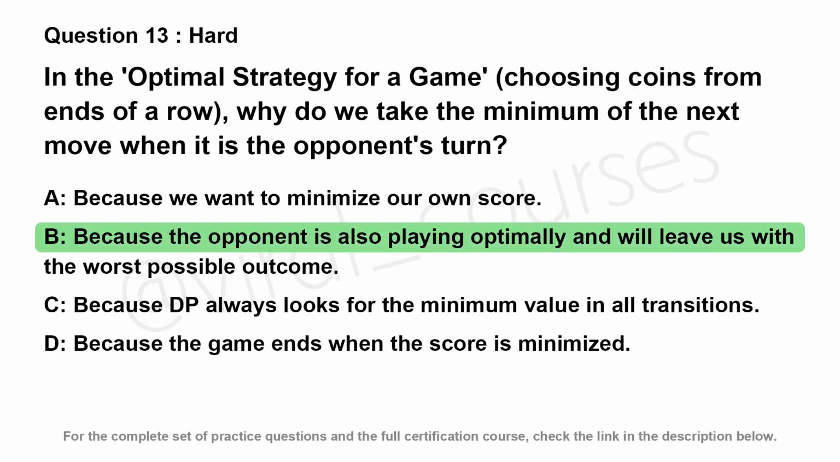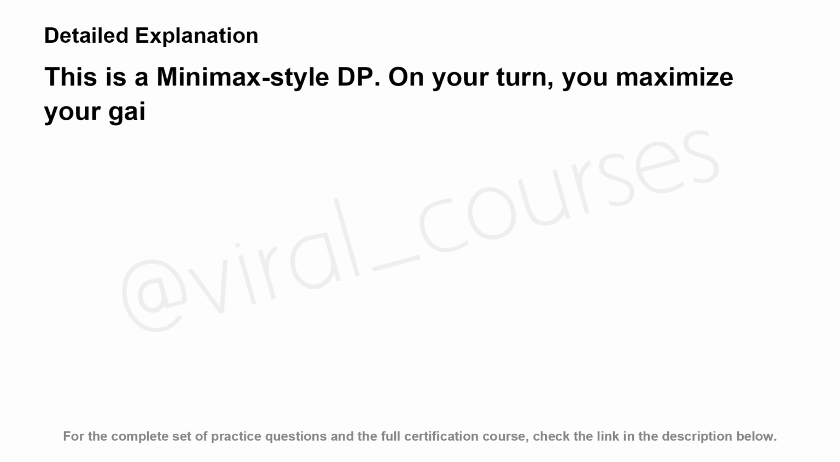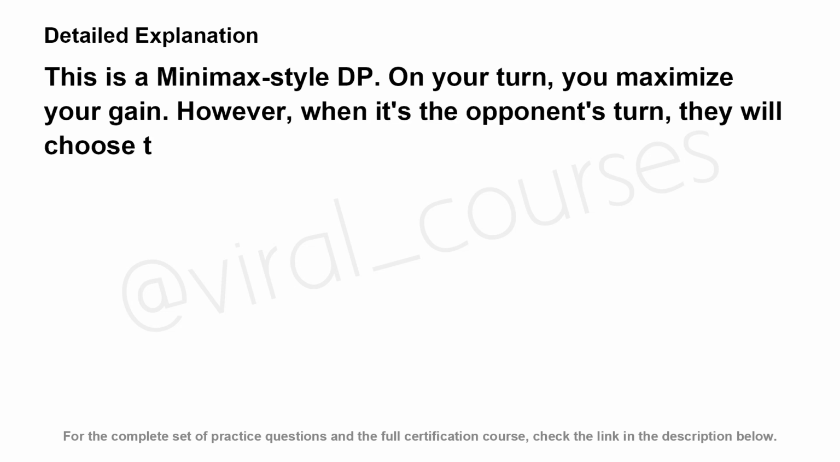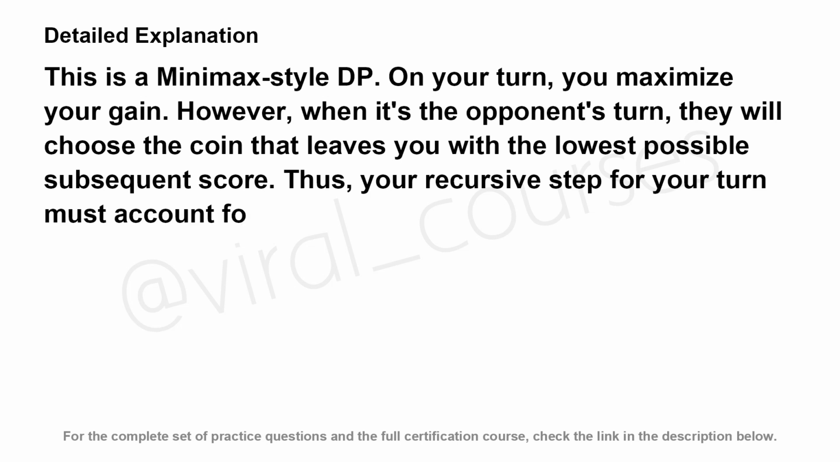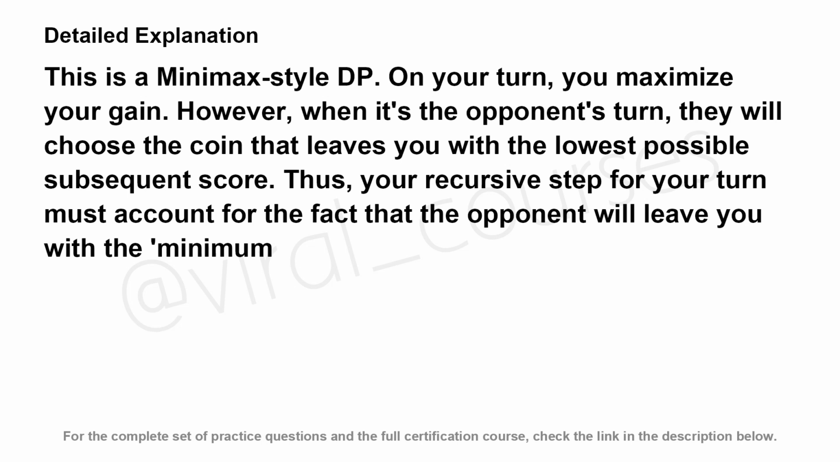The correct answer is B. This is a minimax style DP. On your turn, you maximize your gain. However, when it's the opponent's turn, they will choose the coin that leaves you with the lowest possible subsequent score. Thus, your recursive step for your turn must account for the fact that the opponent will leave you with the minimum of the remaining options.